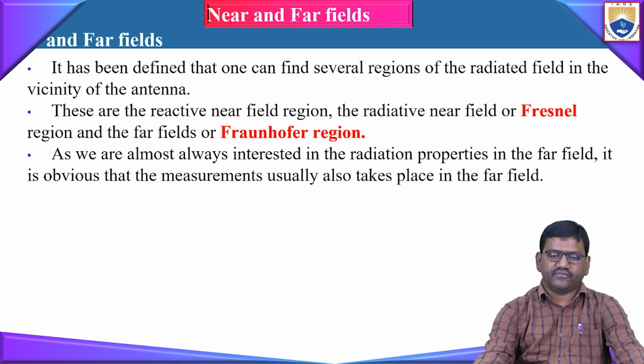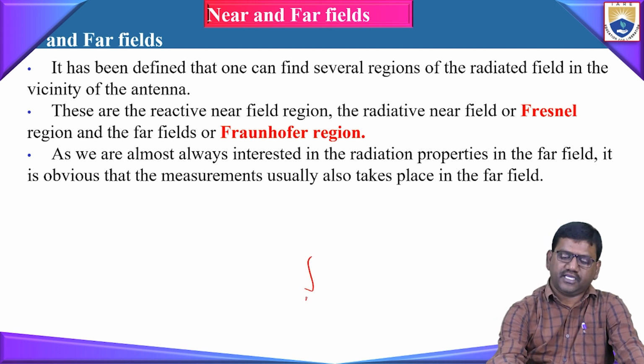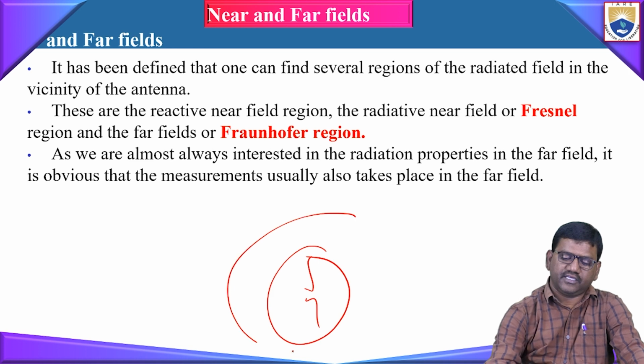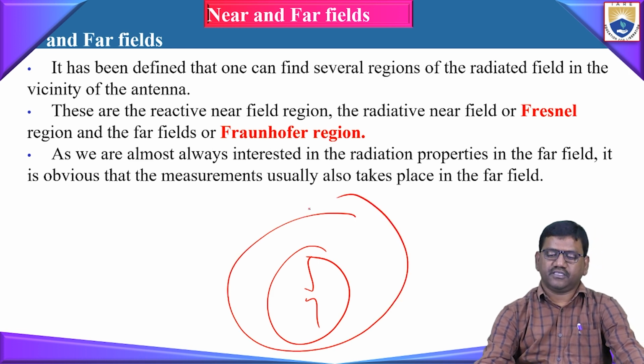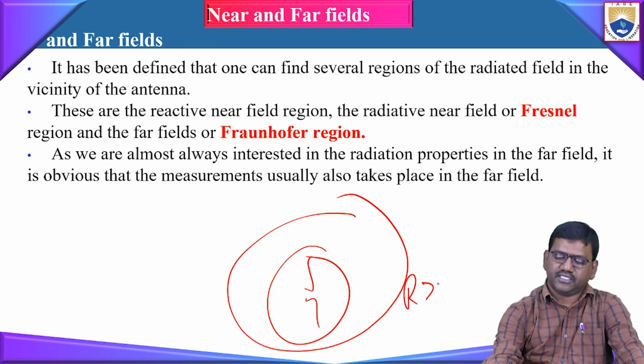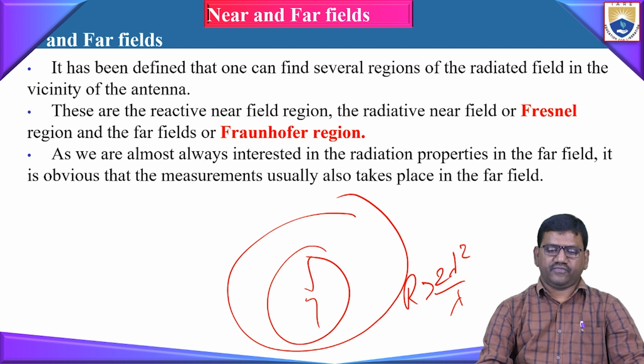Near field and far field. So it has been identified that one can find several regions of the radiated field in the vicinity of the antenna. So surrounding the antenna, there are different zones. One is the near field zone, the other one is the far field zone. So when R is greater than 2d squared by lambda, we call this region the far field zone.